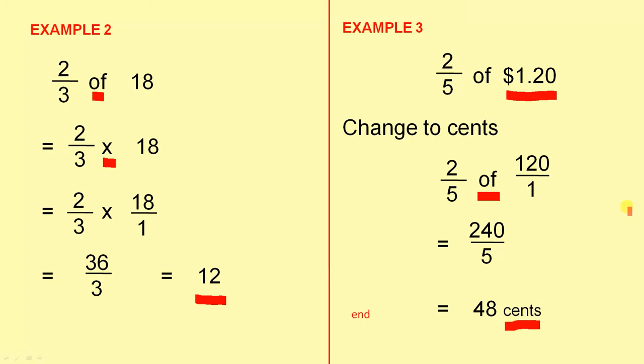answer is in cents. So this video has shown us how to find a fraction of a quantity where the word of actually stands for multiplication. So wherever you see of, that stands for multiplication.